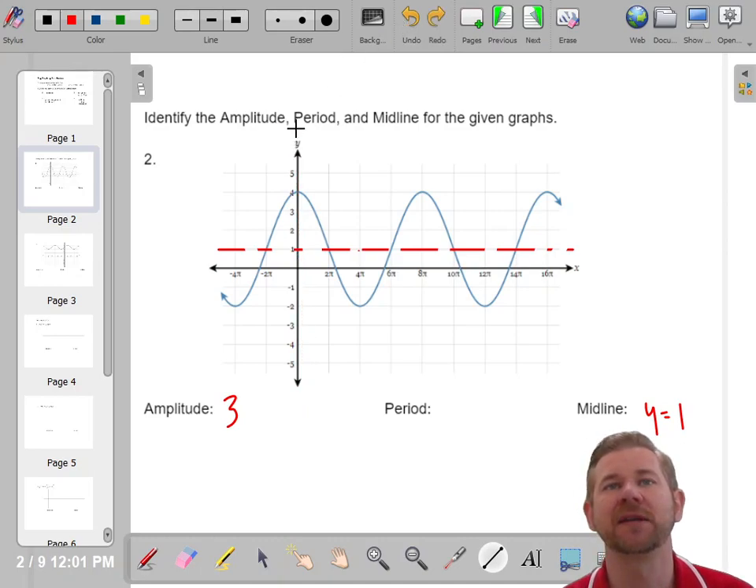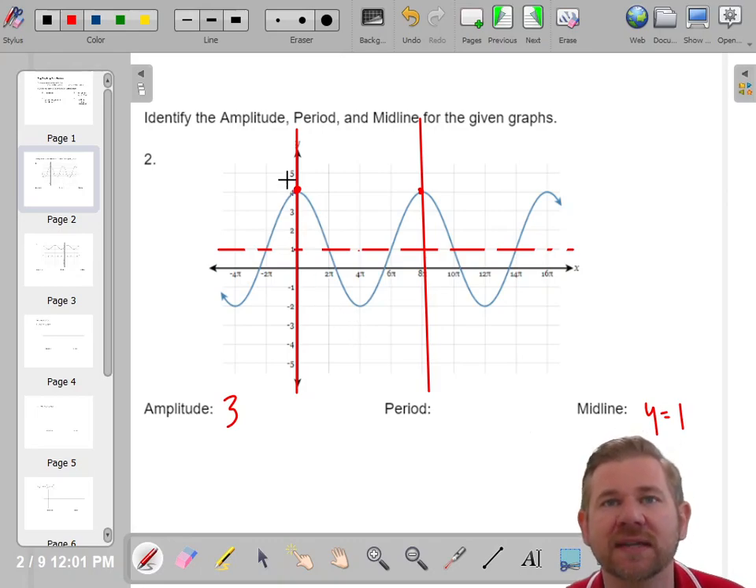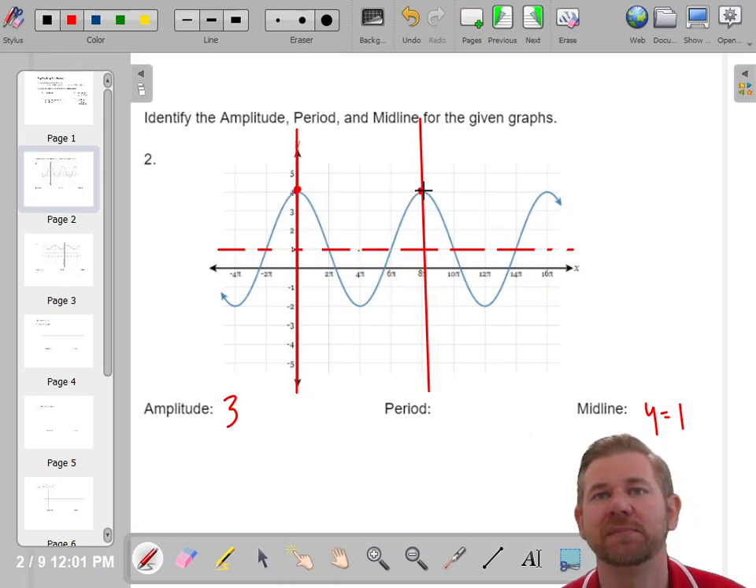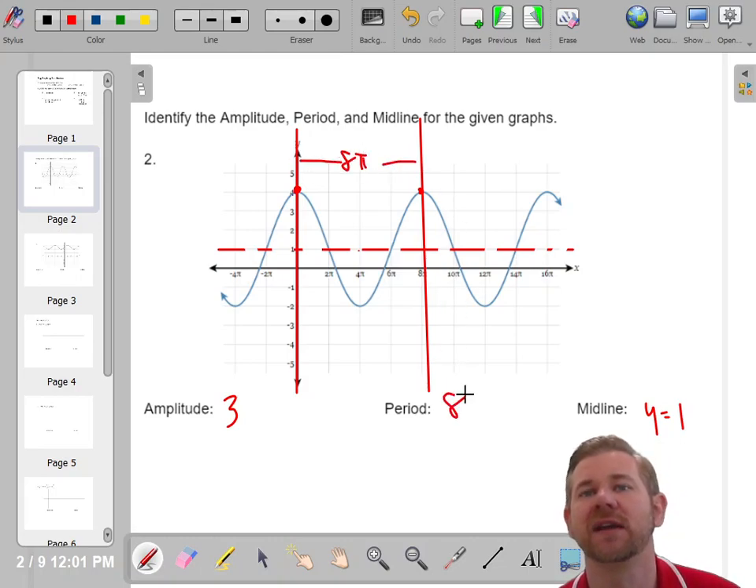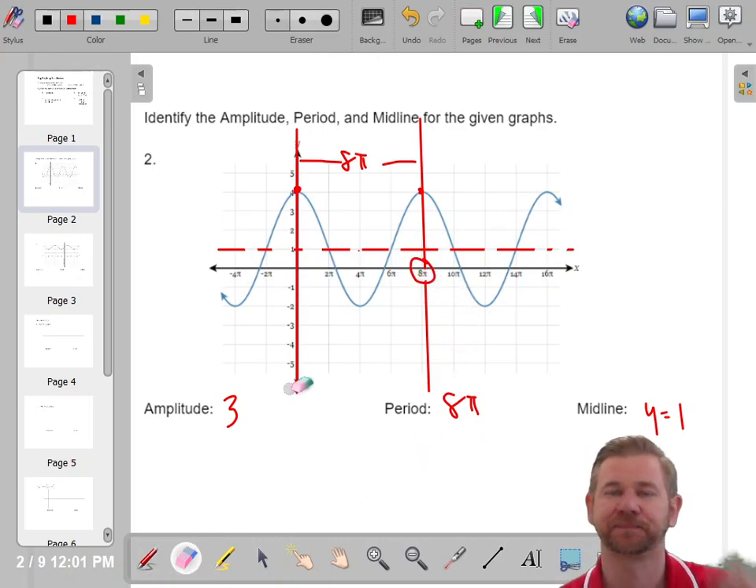In this problem, I'm going to just say, look, this thing starts right there, so I'm going to go from peak to peak. It doesn't matter if you do it this way or if you do it from where it hits the midline, but this is probably the easiest way to see this one. From 0, that's the x-coordinate 0, to 8 pi, this distance across is 8 pi. That's called the period, 8 pi. See, it says 8 pi right there. So that's the period.